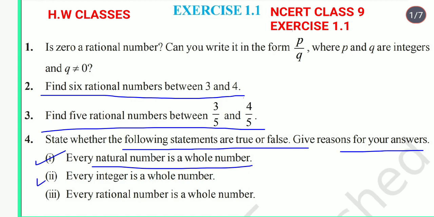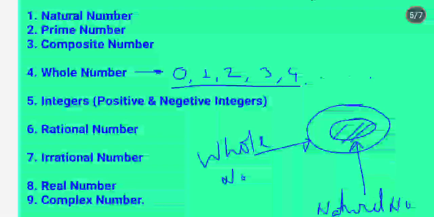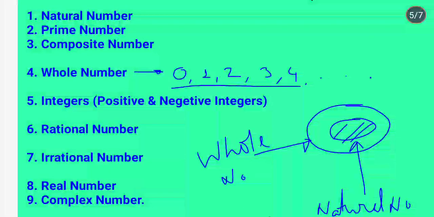So moving on to our second part, which says every integer is a whole number. This statement is false, and we are going to explain in detail. Every integer is a whole number. This statement is false. So now we will see how. Because integers are positive or negative.